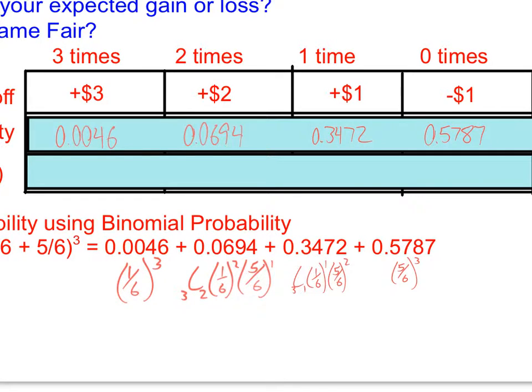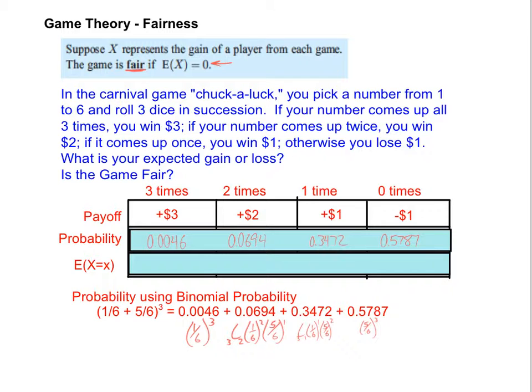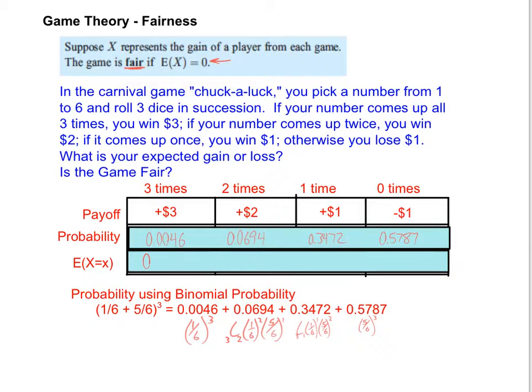All right, so now we have our probabilities. We've got our whole table set up, which I would recommend anytime you're dealing with one of these expectation problems, you set up a little table like this. The expected outcomes here are $3 times the 0.0046. So that's going to be 0.0138. How do you figure that out? You're multiplying $3 by the probability of winning $3.